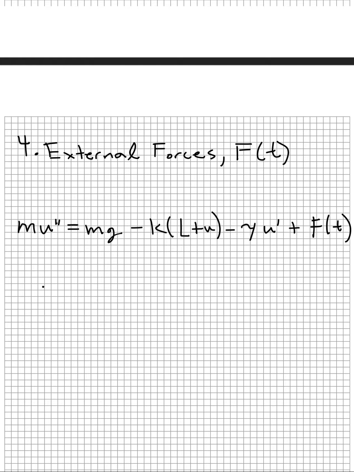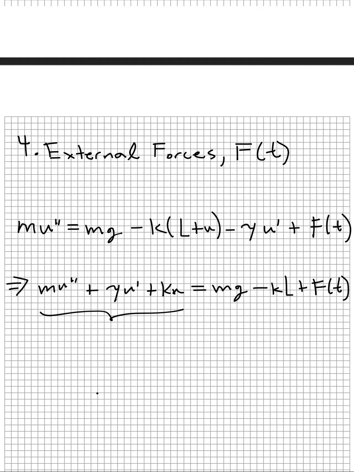Or you can rewrite this and you get the following, which is sometimes an easier expression to use, which is mu double prime plus gamma u prime plus ku, which equals mg minus kL plus f of t. And you could probably guess why we have it in this form, because now it's set up as a second order differential equation that we can solve, right?